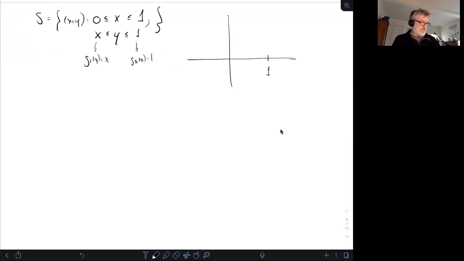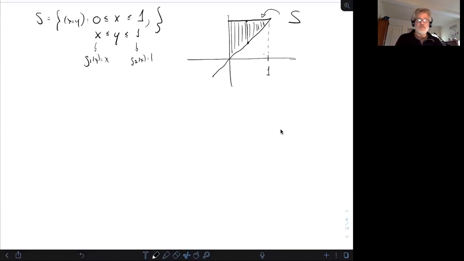So what is G1 of X equals X? Its graph is this, right? And G2 of X equals 1 is a constant function 1. That's this one, right? So this is S. So X between 0 and 1. If you fix an X, the least value for Y is X and the top value is 1. Okay? So I want to flip the order of integration.